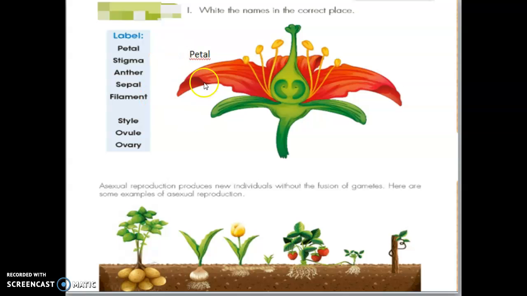In this picture, you're gonna write the names in the correct place. Like in the example, the petal goes here, okay? And you're gonna write the stigma, the anther, the sepal, and the filament. You need to write it in the correct place in the flower, okay?